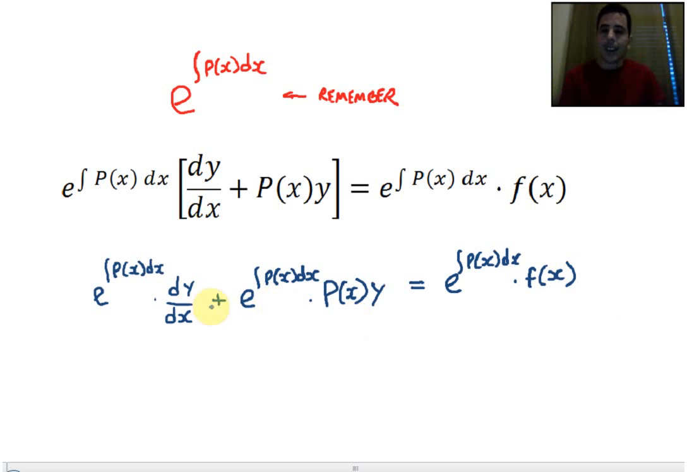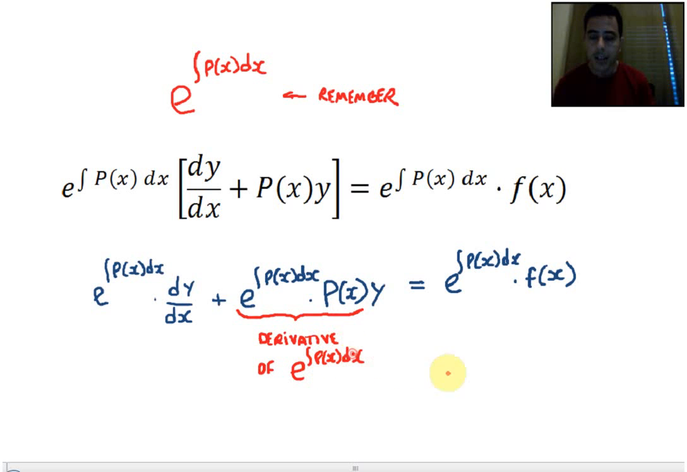Okay. Now let's take a look at this for a moment. It might not be easy to recognize at first, but this is actually the derivative of a product. You can see here that I have the dy dx and I have the y, and then look at this term here. This term is actually the derivative of this term over here. Let me write this down. This is the derivative of e to the integral of p of x dx.